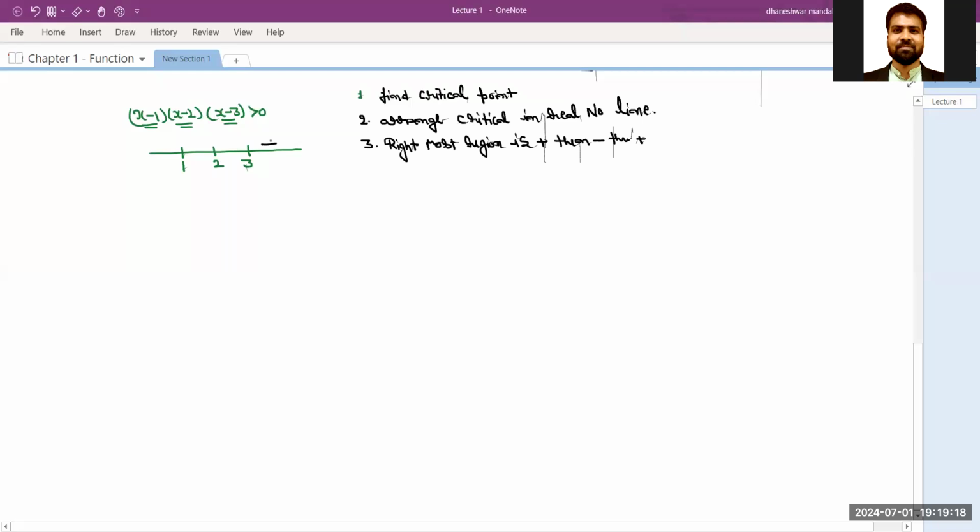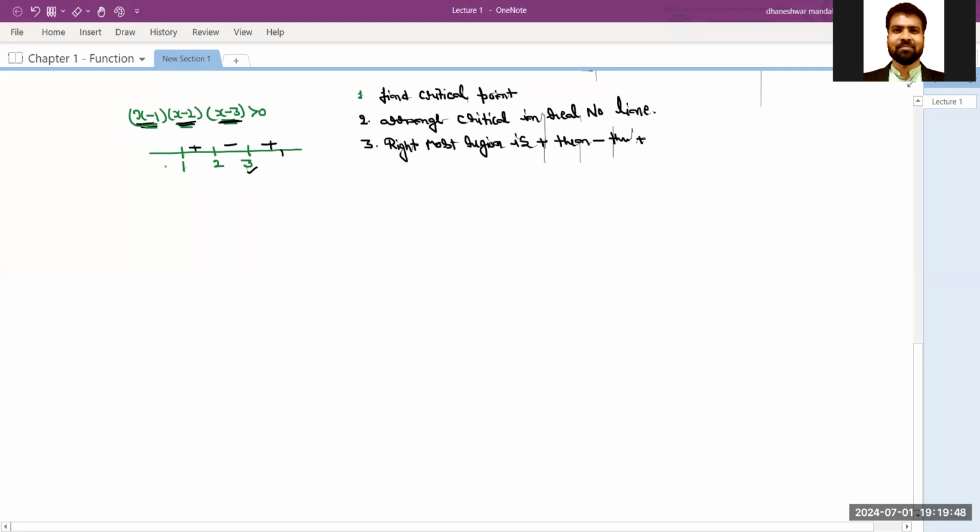So this region will be positive. Why will this region be positive? See, if I take any number which is greater than 3, let's take 4. If I put 4 here, then 4 minus 1 is positive, 4 minus 2 is positive, and 4 minus 3 is also positive. So all terms will be positive. It means the right hand side will be positive, then negative, then positive.